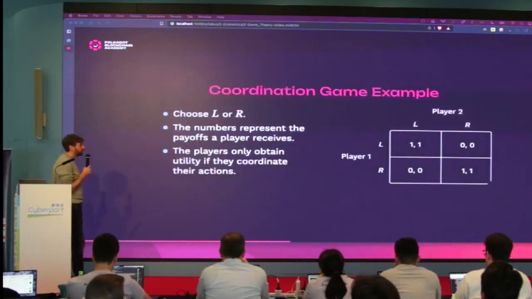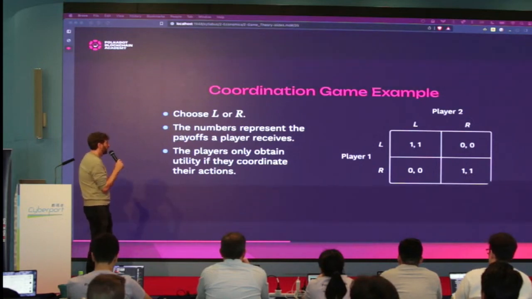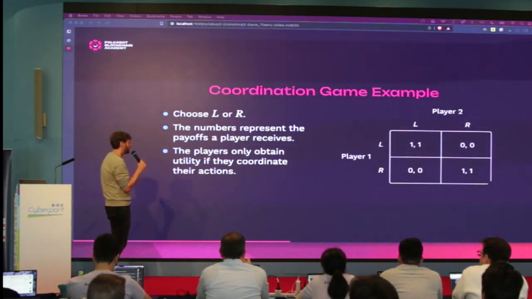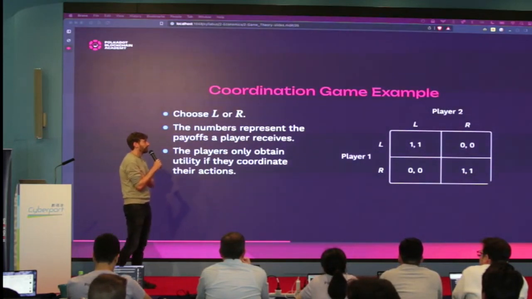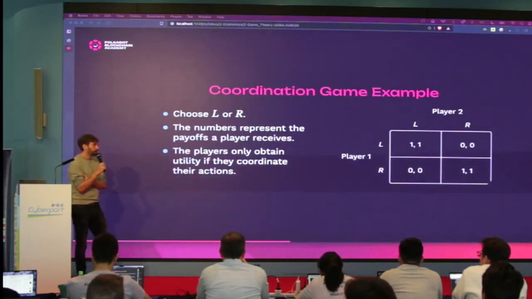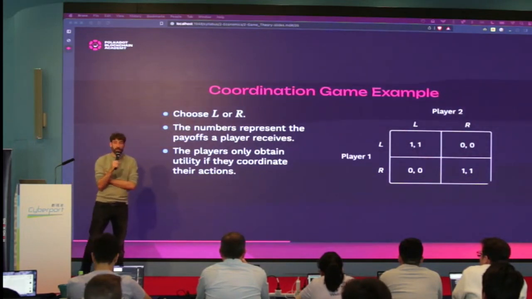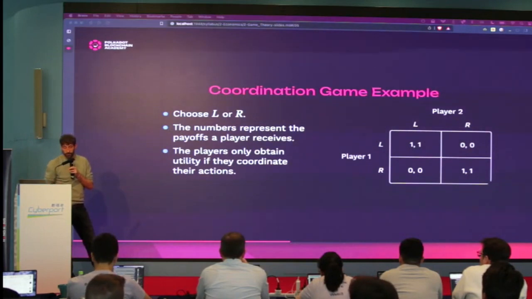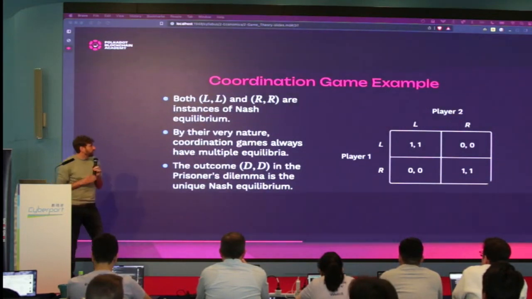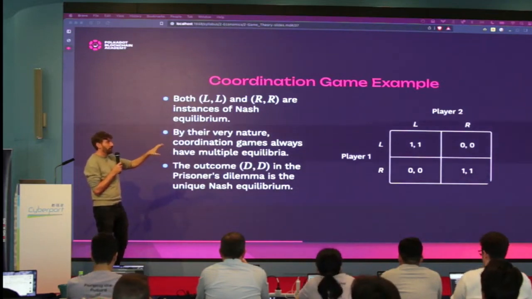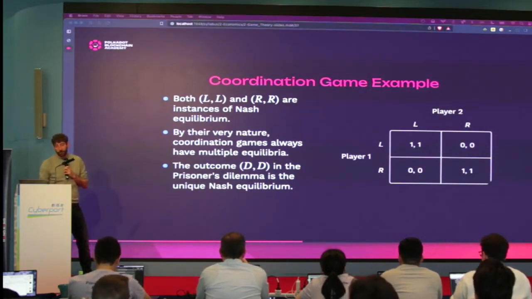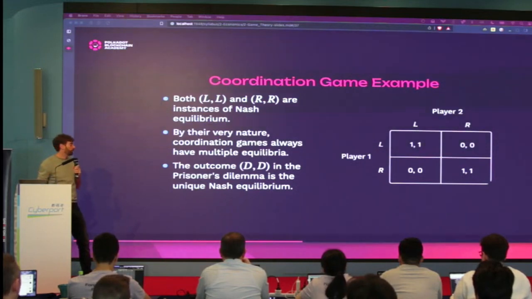An example is here. Player 1 and player 2 have to choose between left or right. The numbers actually represent the payoff of the players. And the players only obtain utility if they coordinate on their actions, right? So if player 2 goes left, then player 1 also wants to go left. If player 2 goes right, then player 1 will also want to go right, right? It's like a coordination game. And here, if we solve that, there are two Nash equilibria, left and right, right? And by their very nature, coordination games always have multiple equilibria because that's what makes them coordination games.